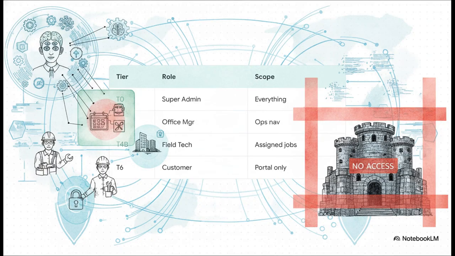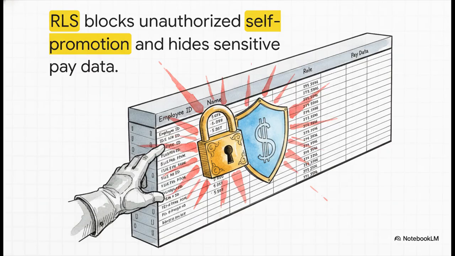But of course, with global access comes the absolute need for paranoid, rigorous security. The system operates on a super strict T0 through T6 access model. T0 is your super admin, the system builder, who can see and change everything. A T2 office manager can manage daily operations but is completely locked out of finance and HR. T4B is your standard W2 field technician, who can only see the specific jobs assigned to them. And a T6 customer only has access to a highly restricted portal with absolute zero access to the base database tables.